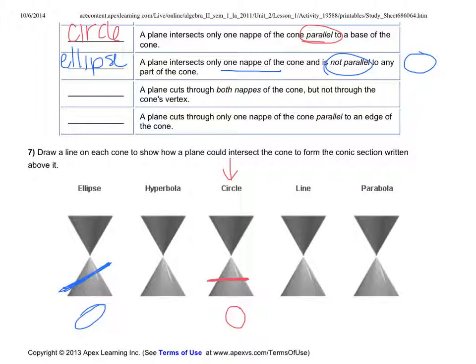If a plane cuts through both nappes of the cone, but not through the cone's vertex, then I get what's called a hyperbola. A hyperbola is like two parabolas that either open up and down or open side by side.